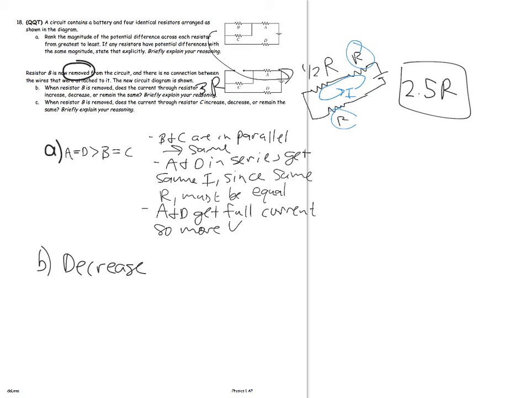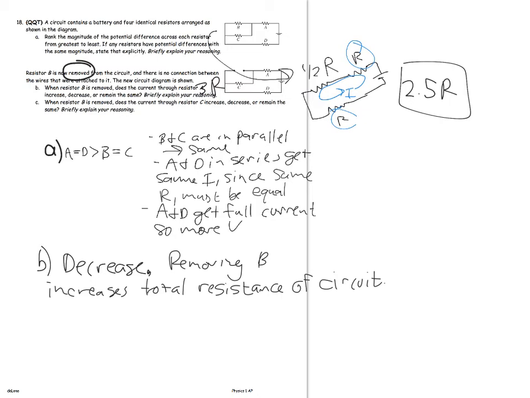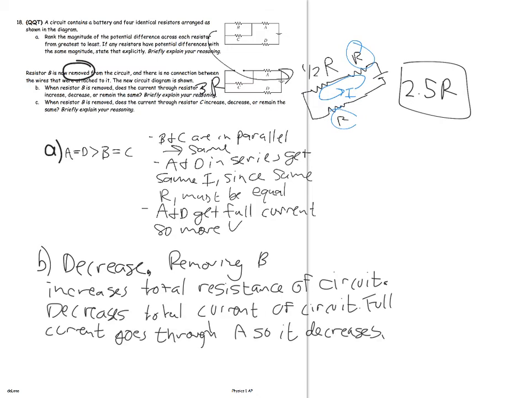All right, and the important points we need to hit on here. The first thing is removing B increases the total resistance of the circuit. When that happens, it decreases the total current of the circuit, which all goes through A. That full current goes through A, so it ultimately ends up decreasing. Okay. For the last one, when resistor B is removed, does the current through resistor C increase, decrease, or remain the same?